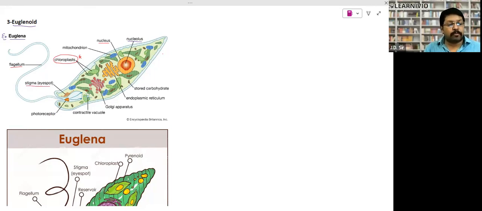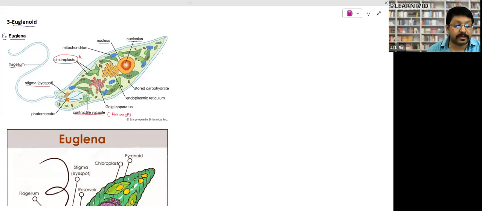The stigma or eye spot provides the sense of light. If light is present, they get the sense from the stigma or eye spot, and they start floating on the surface to get light for photosynthesis. If sunlight is not there, they will sense it from the eye spot and go to the bottom of the lake. There is a contractile vacuole. This contractile vacuole is a characteristic of animal cells.